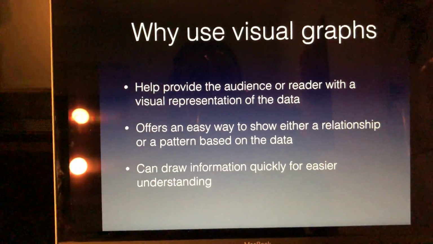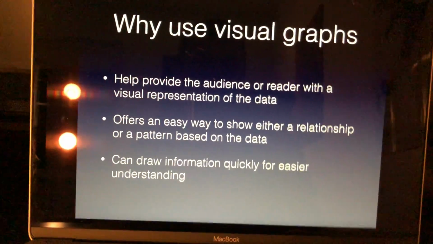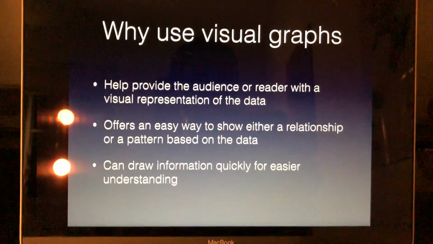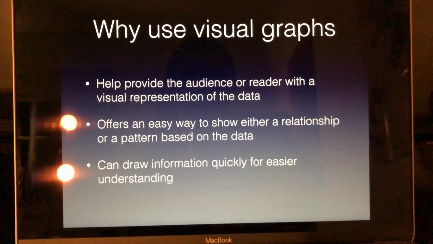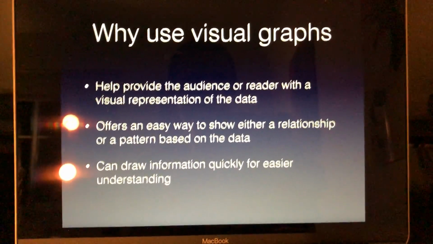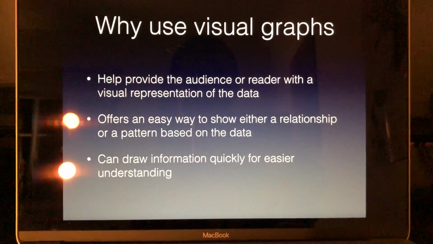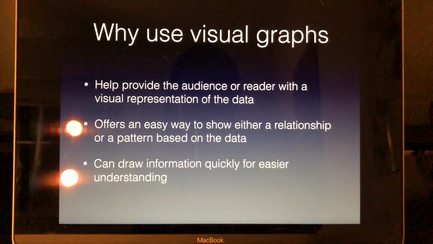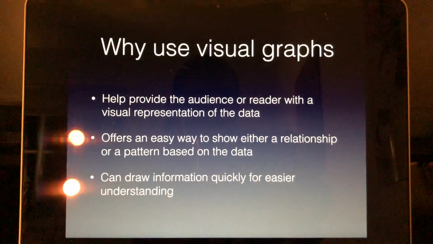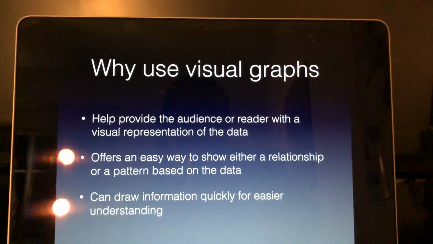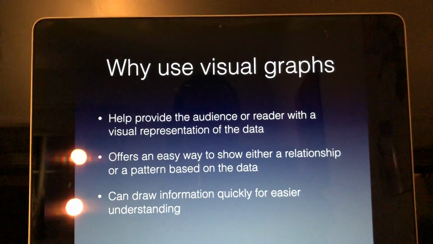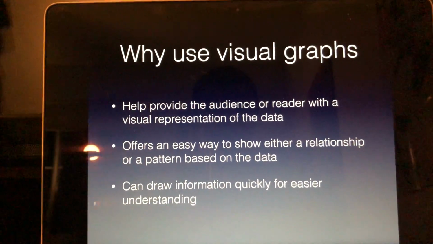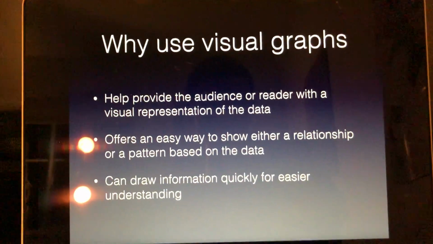Thirdly, why use visual graphs? Visual graphs help provide the audience or your reader with a visual representation of the data. They also allow the writer an easier way to explain that data without having to go into a very wordy response, so you can keep your reports concise. They also offer an easier way to show a relationship or a pattern based on the data. If you notice something that you want to make an argument for, it's an easier way to present that these two ideas relate, things like sales and labor, or temperature change.